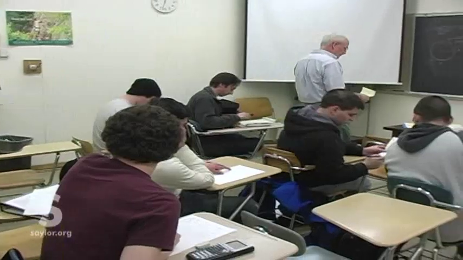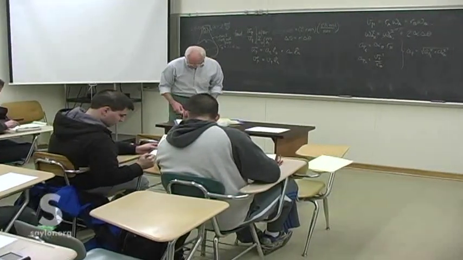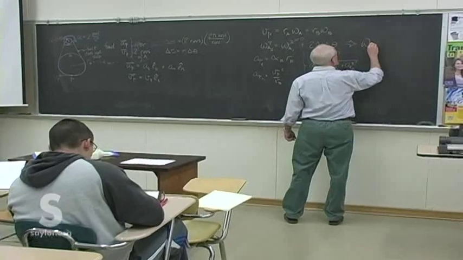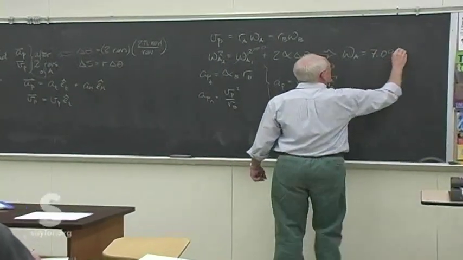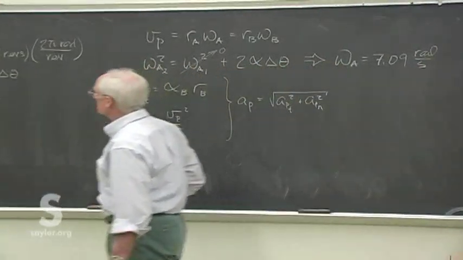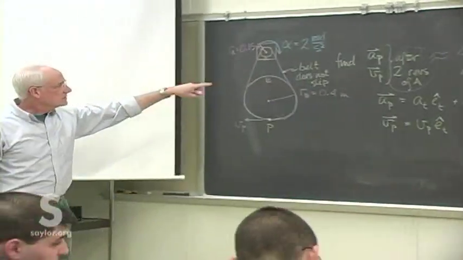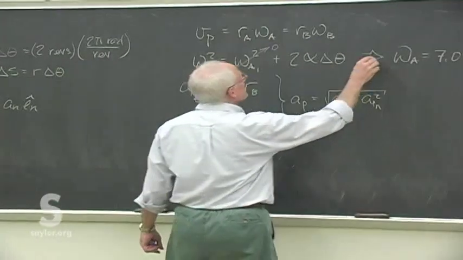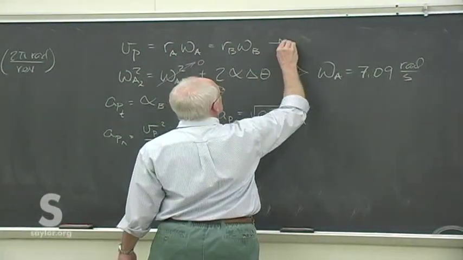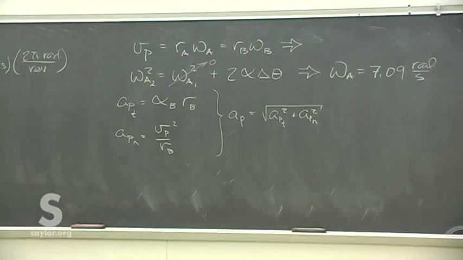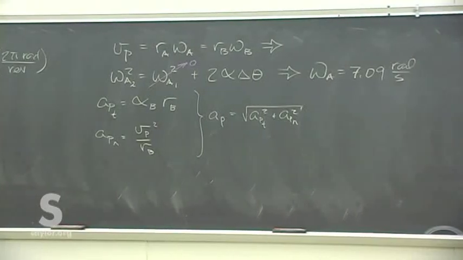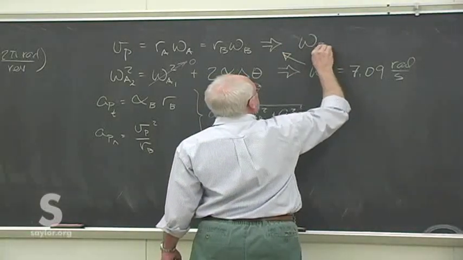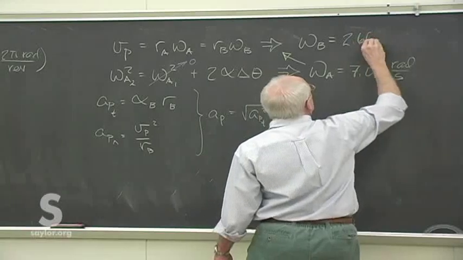Well, we're getting right near the end. Let's put these together, and then you don't have to stay the whole weekend with me. So this should give an omega A of 709 radians per second. That's the speed of A after two revolutions at that constant acceleration. So then you can use that to find the angular velocity of B at the same time. And since A is little, it's going to run a lot faster than B, by the ratio of their radii, and I have 266 on that one.